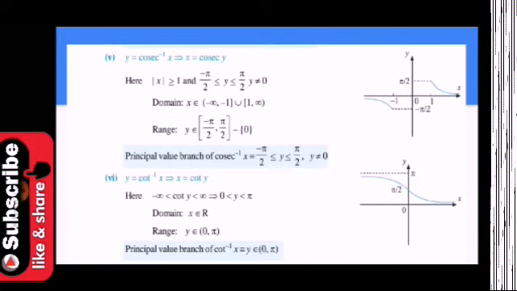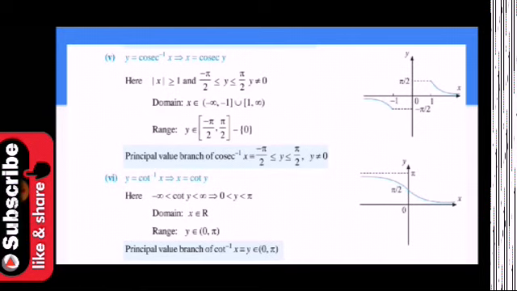Similarly, y equal to cosec inverse x, x equal to cosec y. Mod x is greater or equal to 1, y is greater or equal to minus pi by 2, y is less or equal to pi by 2, y is not equal to 0. Domain x belongs to minus infinity to minus 1, union 1 to infinity, and range y belongs to minus pi by 2 to plus pi by 2, closed interval, difference 0. So this is the principal value branch of cosec inverse x, that is y belongs to minus pi by 2 to plus pi by 2. You have to eliminate y equal to 0, that we have already discussed.